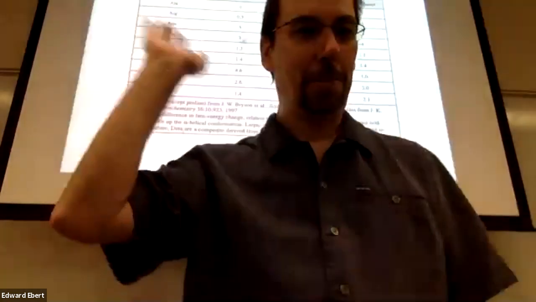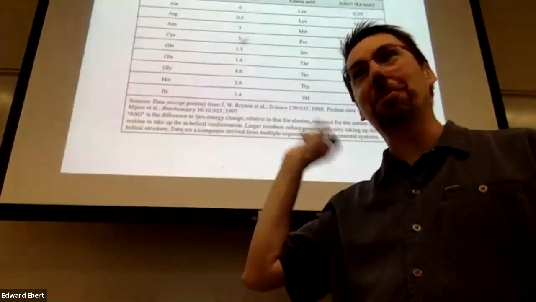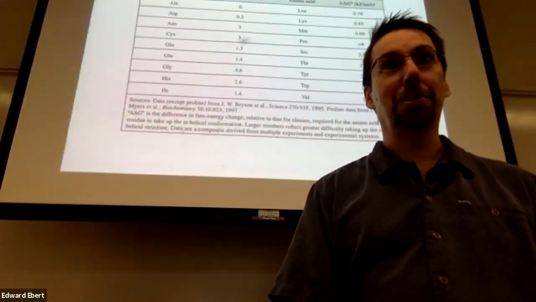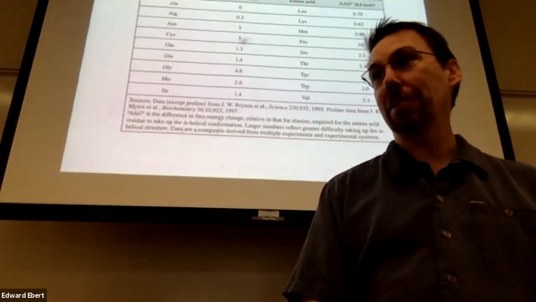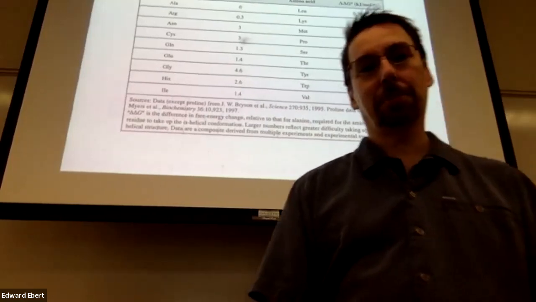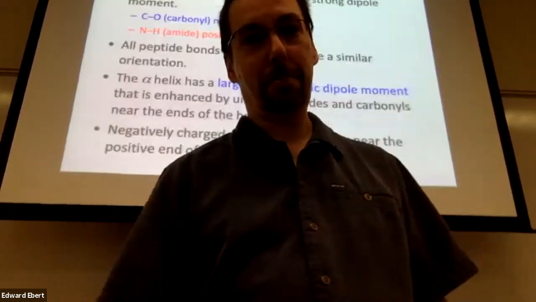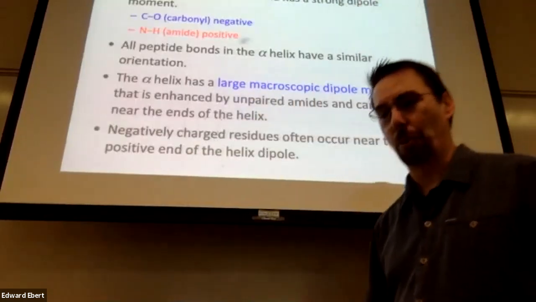Okay, so you don't need to know any of these values or anything like that. You just do need to know that alanine and leucine are going to promote alpha helix, and glycine and proline will break it. All right. It might be a good idea to know why.